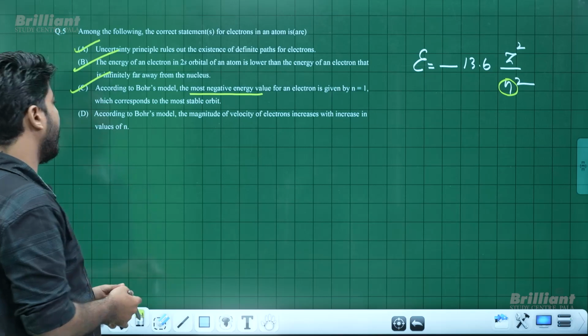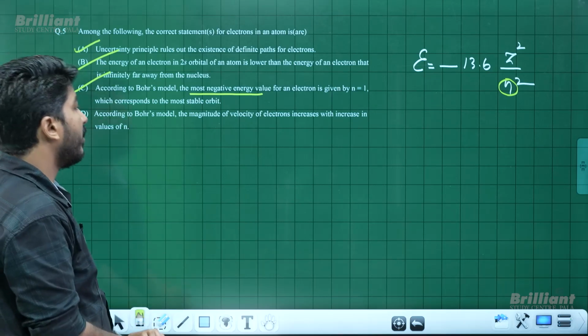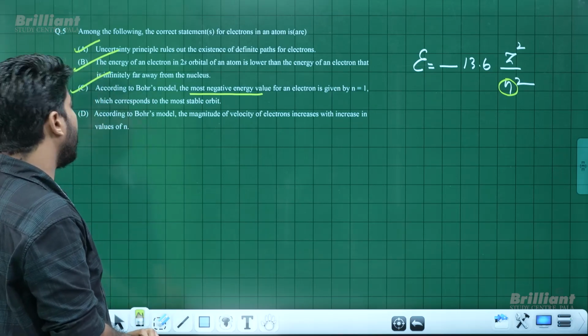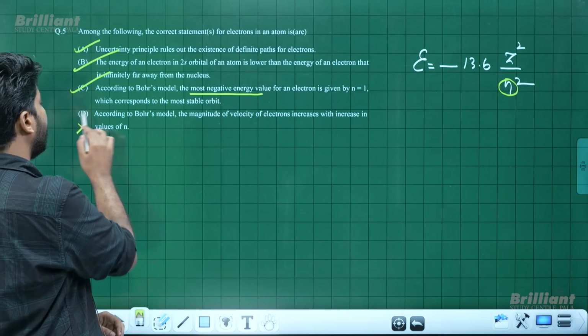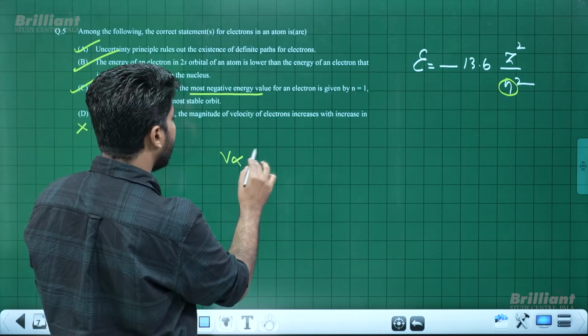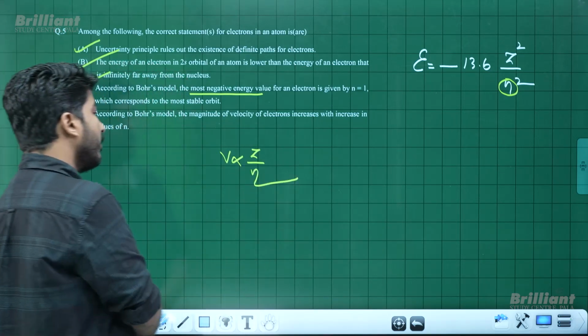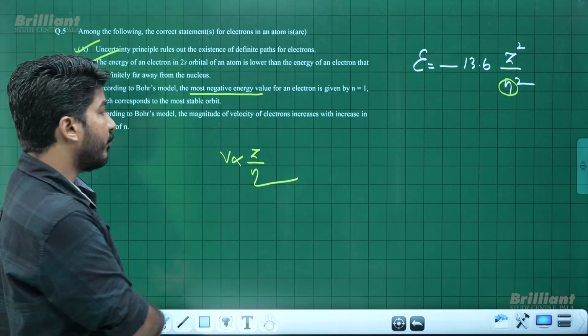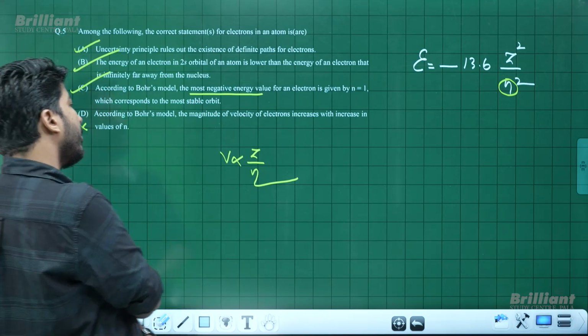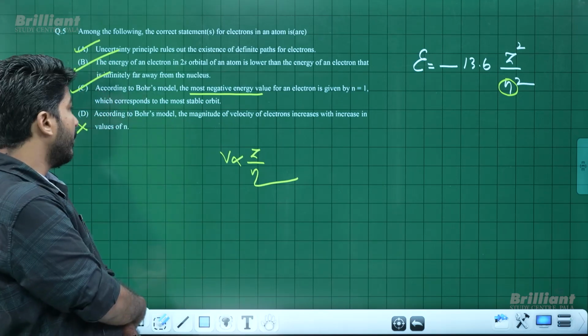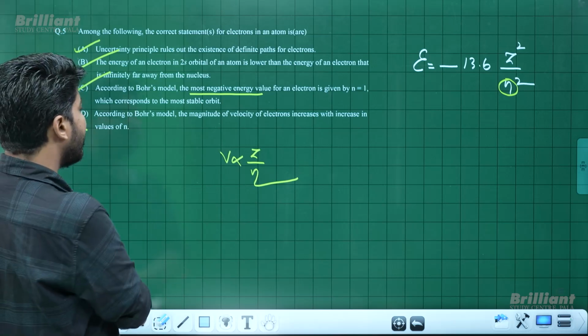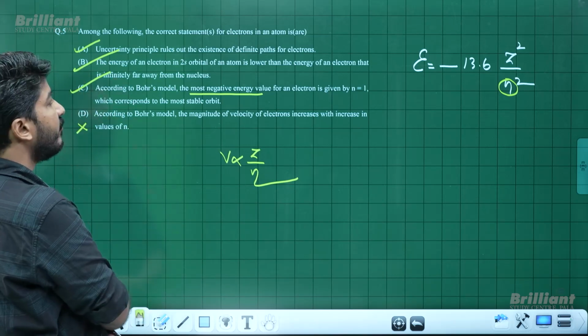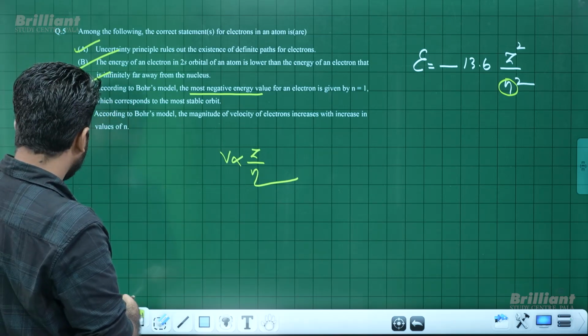And then last they are saying, according to the Bohr model, the magnitude of velocity increases with an increase in the value of n. That is a wrong statement. We know that v is proportional to Z by n. Okay, this way you can easily derive it also, right? So according to the Bohr model, the magnitude of velocity decreases with an increase in the value of n, right? So A, B, C are the true statements for us.